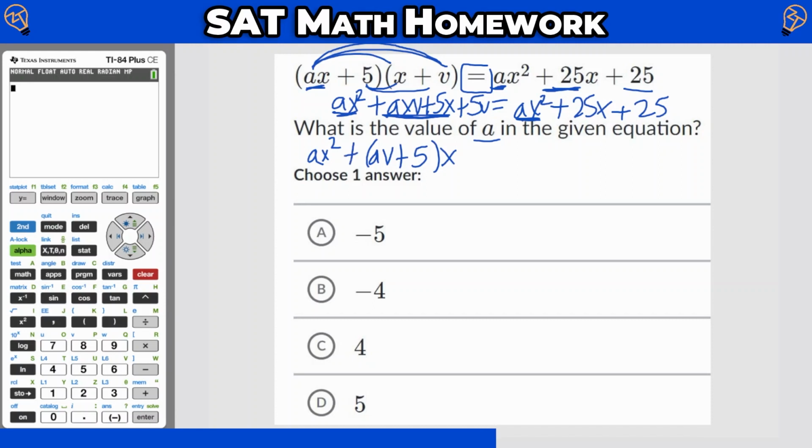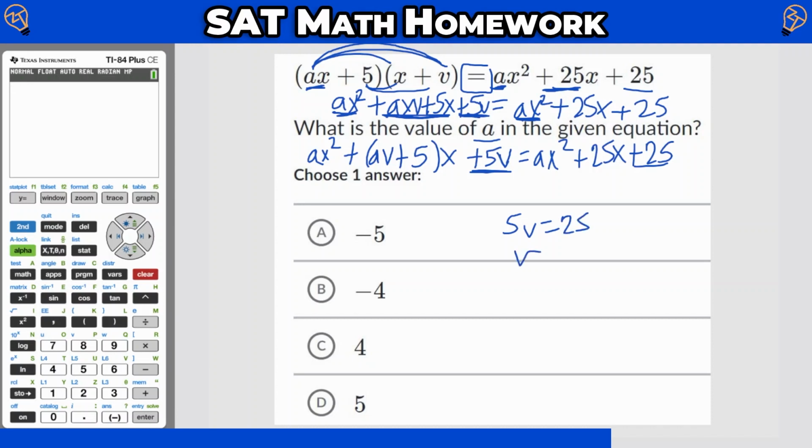I'll just rewrite the ax squared over here. And then as far as the constant goes, well, the only one that doesn't have an x in it is this 5v. So when we rewrite this, we could determine what's going to be the easiest thing to figure out. In my opinion, the fact that 5v equals 25 makes it clear that v is 5 if you just divide both sides by 5. And the reason that's helpful is because now that we know that v is 5, we can go here, replace the v with 5, so it's 5a plus 5.